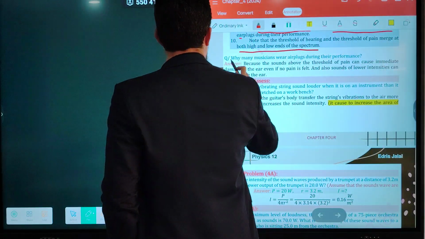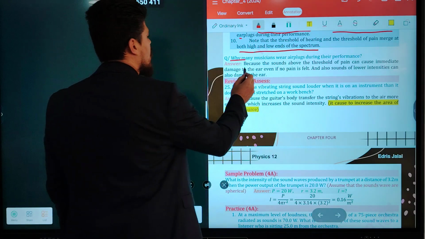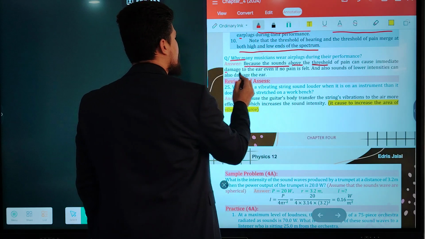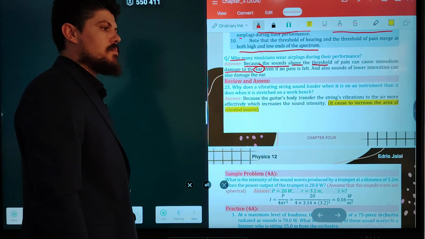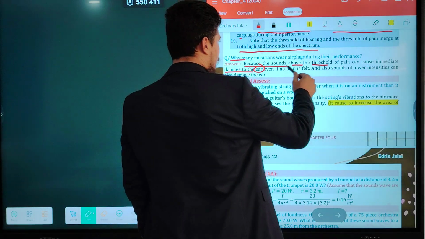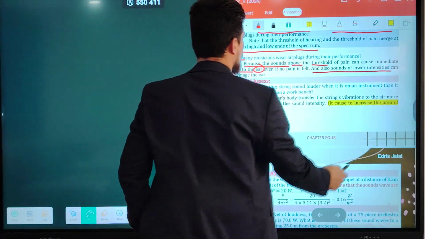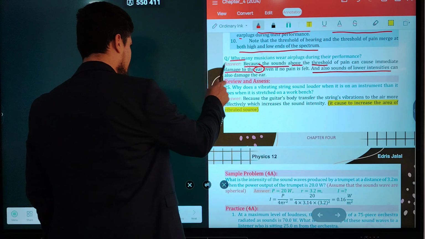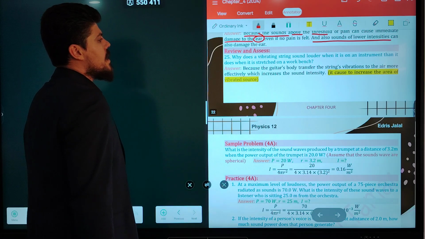Look at this question. Why do many musicians wear earplugs during their performance? Because sounds above the threshold of pain can cause immediate damage to what? To our ears, even if no pain is felt directly. Maybe after a while you will feel this damage. Does only the higher intensity cause damage to our ears? No. Sounds of lower intensities can also damage the ears. That is why musicians wear earplugs during their performance.